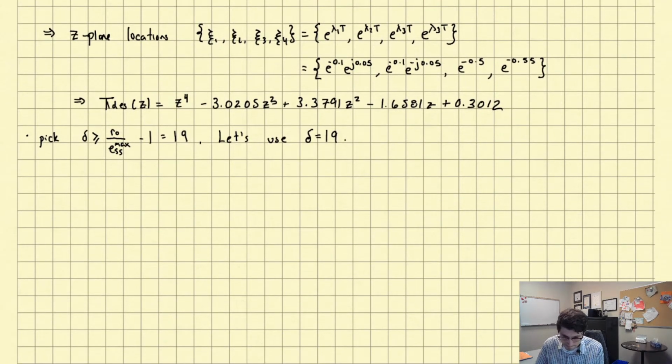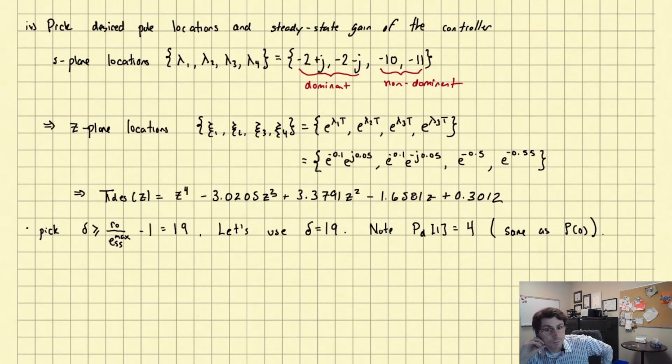So note that P sub D of 1 equals 4, same as P of 0. Okay, so it'll have the same steady state gain. Basically, we've made all the choices that had to be made in terms of pole locations, controller structure, and the value of delta. The rest is just mechanical at this point, in the sense that we just have to solve the design equations. So let's do that. Set up and solve the design equations.